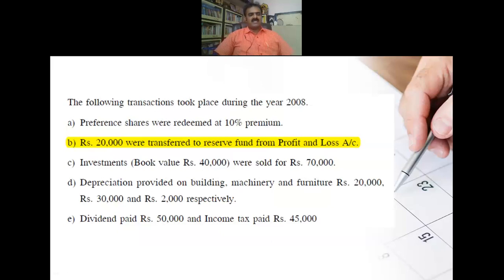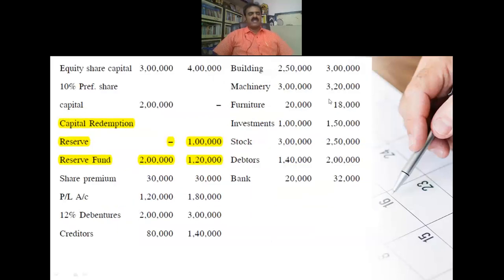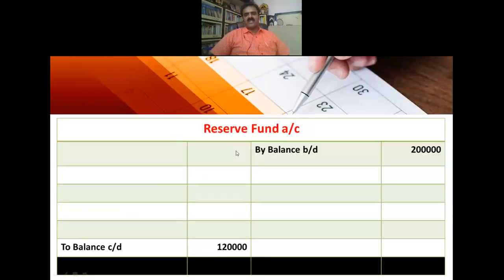Second adjustment is 20,000 rupees were transferred to reserve fund from profit and loss account. So it is pertaining to the reserve fund, where you are required to prepare reserve fund account. If you look at the balance sheet, reserve fund is given as 2 lakhs and 1,20,000. Plus there is one more reserve called capital redemption reserve. Capital redemption reserve is taken as 1 lakh rupees. So let us prepare reserve fund account. Reserve fund account where the opening balance is 2 lakh rupees, closing balance is 1,20,000 rupees.